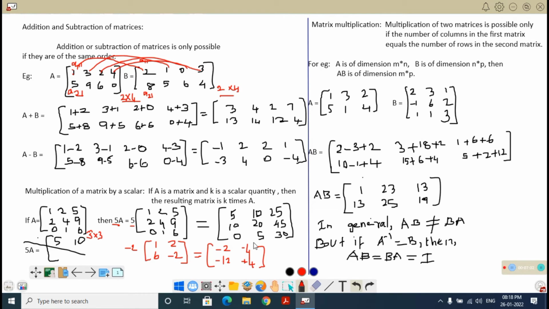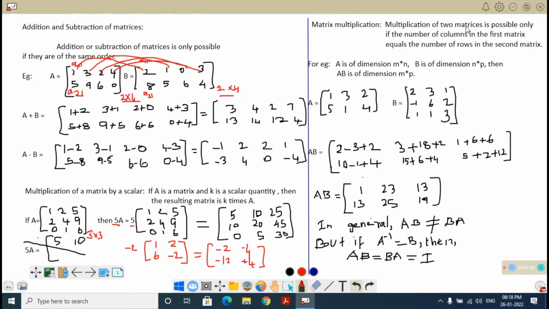Okay. Now coming to matrix multiplication, that means when we have to find the product of two or more matrices, not by a scalar quantity. A matrix is multiplied by another matrix.